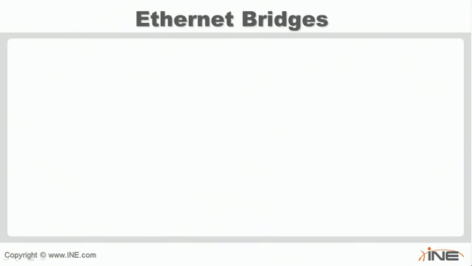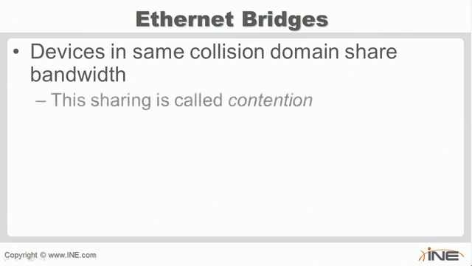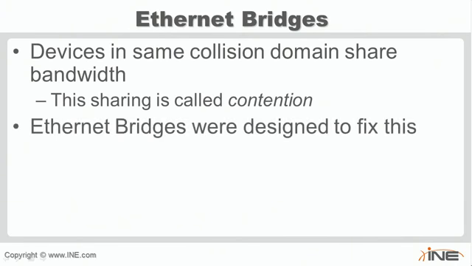So in order to fix this problem, they came up with what's known as an Ethernet bridge. An Ethernet bridge separates the devices into different collision domains. As I mentioned before, the problem with the hubs and the repeaters is that everyone is trying to share the same bandwidth, or what we call contention. So they all have to listen. They run this contention algorithm that says, listen for an amount of time. If I don't hear anyone else sending, then I can send my traffic. So the Ethernet bridge is trying to fix this.